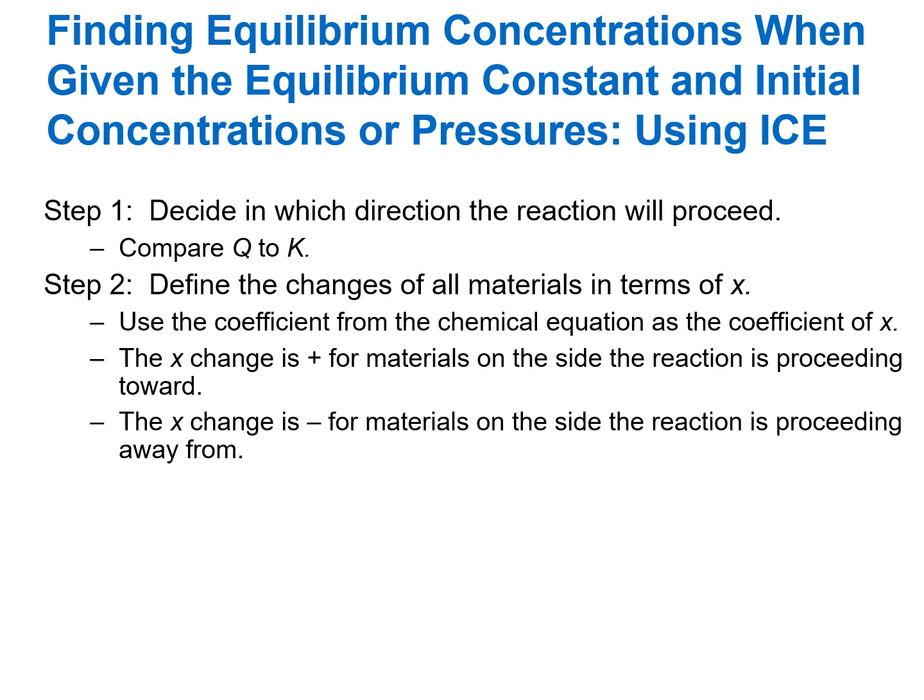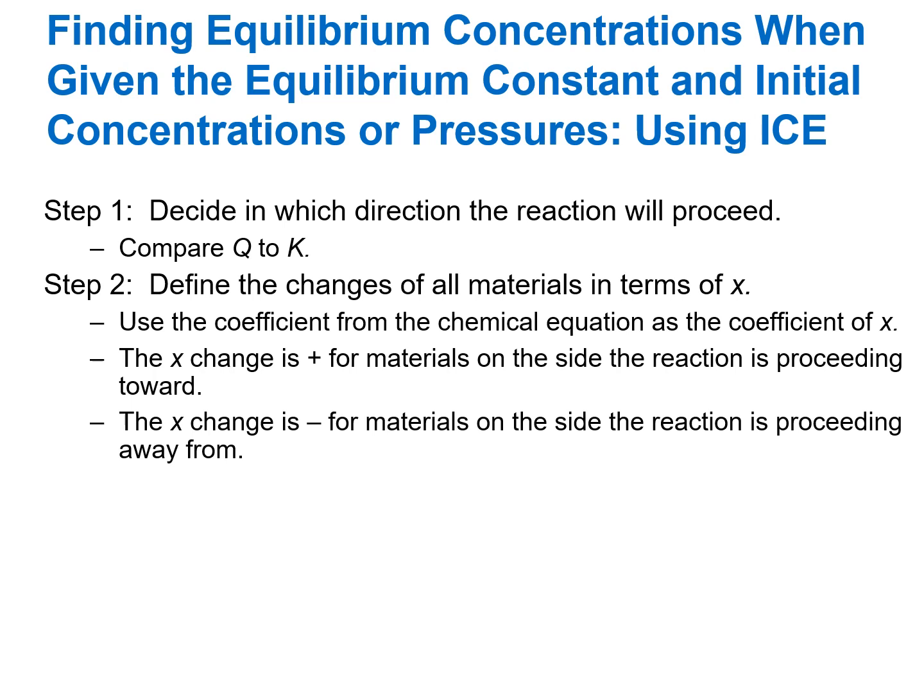So that means that we're going to have to define the changes of the materials involved, our reactants and our products, in terms of X, and then use the coefficient from the equation as the coefficient for X in our ICE table, making sure that X is positive for materials on the side of the reaction where it's proceeding to. So it's not necessarily reading from left to right. It could be going from right to left, because remember, these are reversible reactions, which means that then X has to be negative for the materials on the side of the reaction where it's going away from.